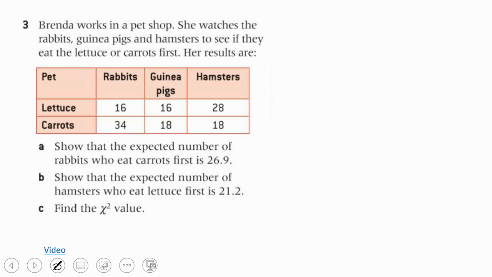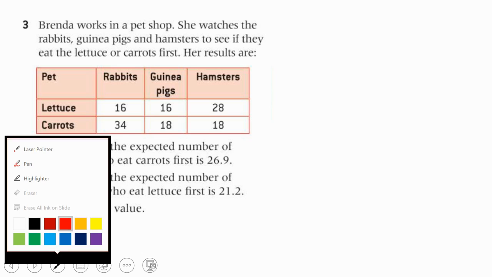Okay, this is a chi-squared test. Just to review the steps, these are the observed frequencies. Sometimes there's a total there. Sometimes you can find the total if you need to. So I'm going to find the totals of each row and column.